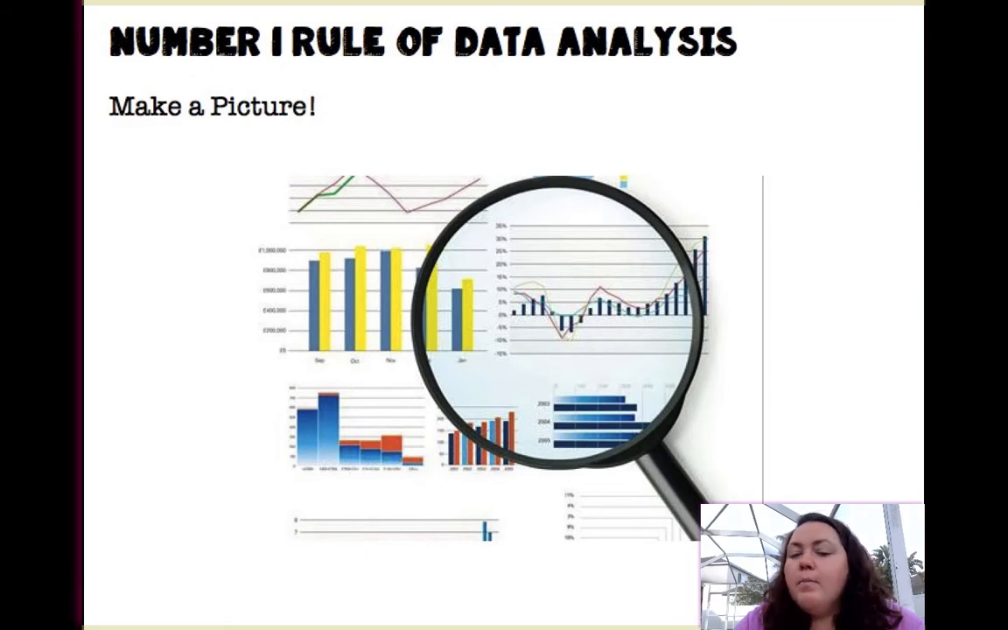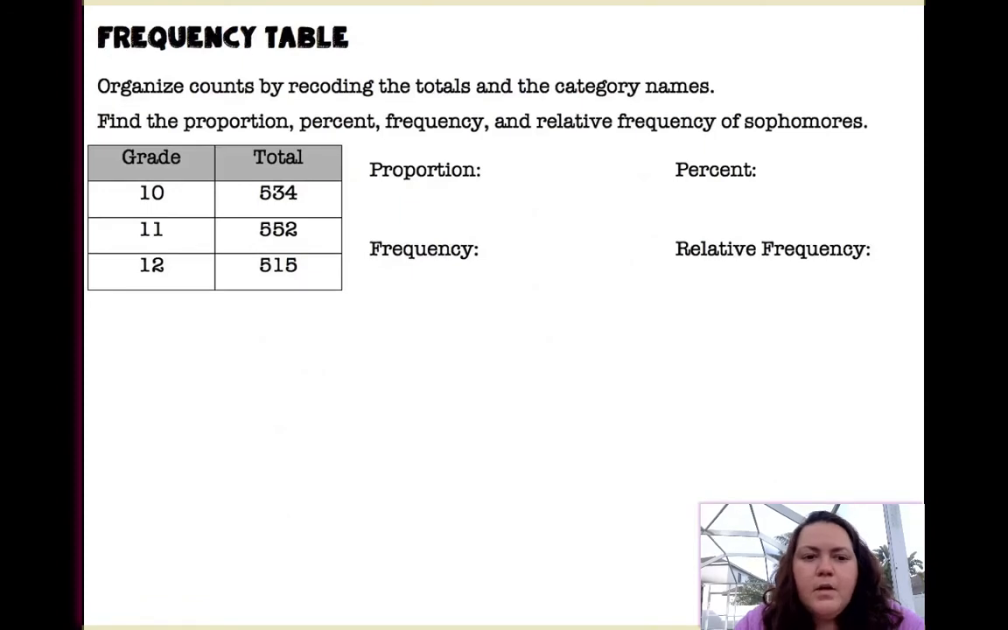All right, so the number one rule for data analysis is make a picture, make a picture, make a picture. If you can draw a picture to summarize your data, it's going to make things a lot clearer, and it's also going to make it easier for other people to interpret what you're trying to have them interpret. All right, a frequency table. We use this to organize counts by recording the total and the category names.